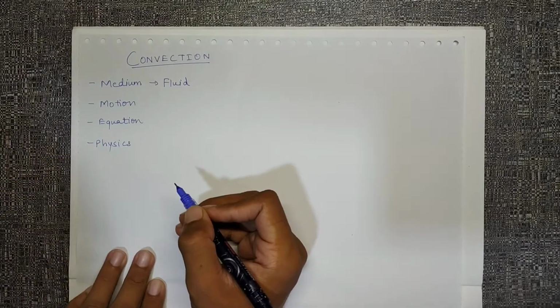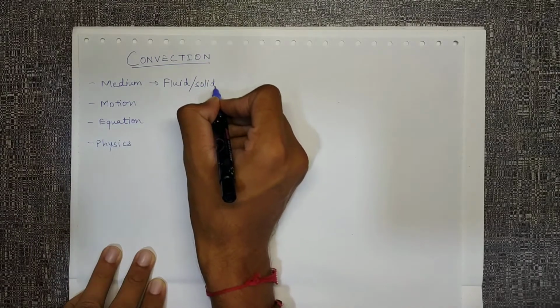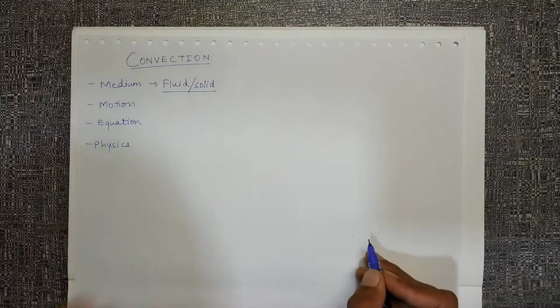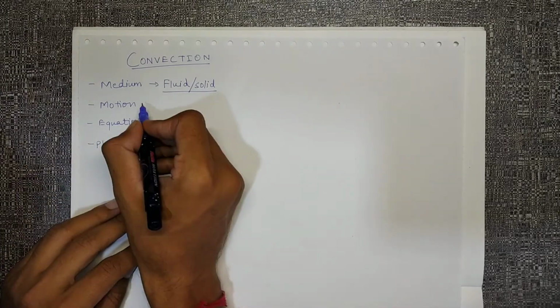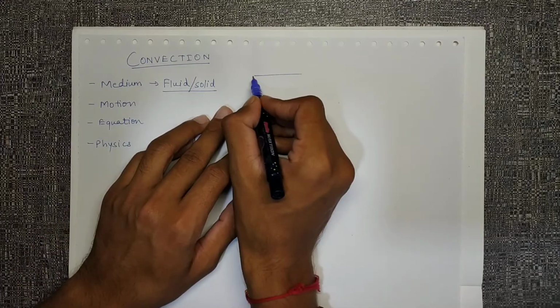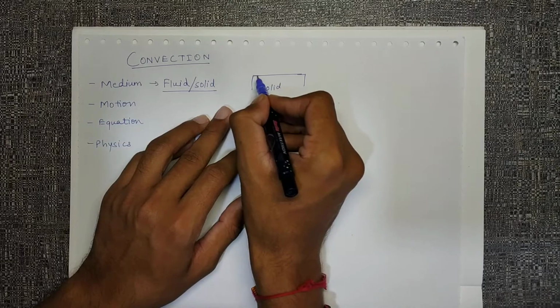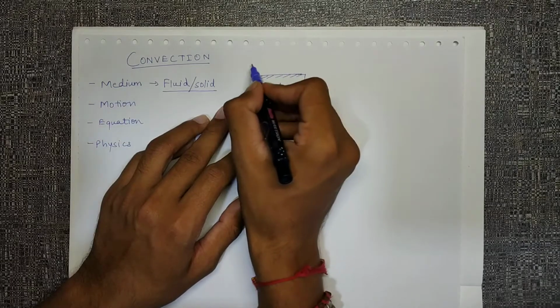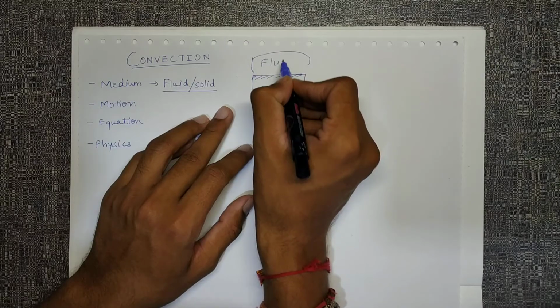The medium over here is fluid, and it can also be a solid. So what do I mean when we have a solid and liquid? I'll clear that in some moment. If we have a solid which has a boundary over here, and then we have an open space which has fluid.